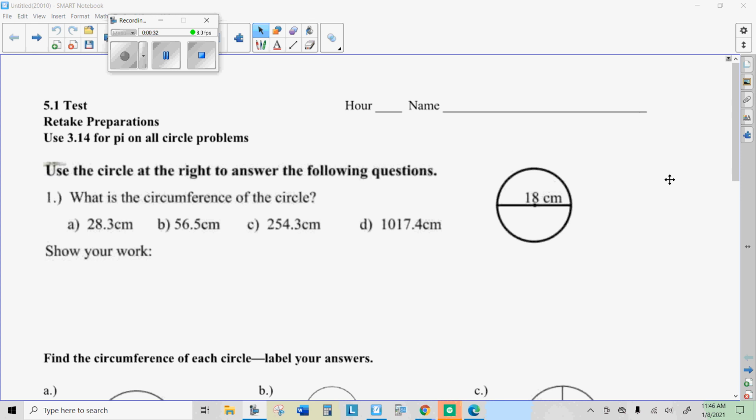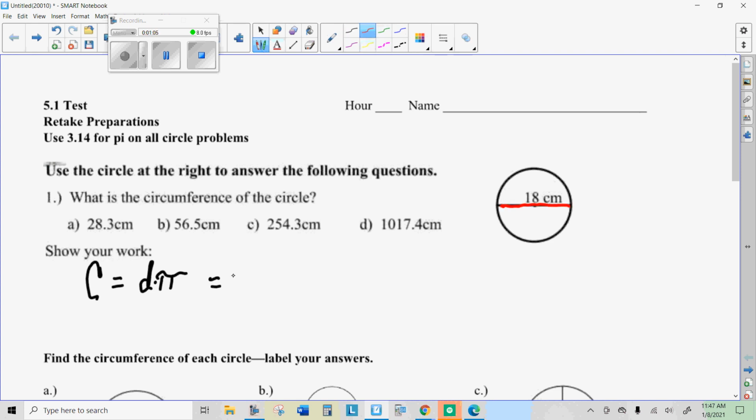Okay, so for this first problem, we want to find the circumference of the circle. Now, to find the circumference, this is a formula I like to use. It's diameter times pi. Now, remember that when you see formulas and there's no operation symbol in there, that would be multiplication. So we need to do the diameter, which is given, and you can tell this is the diameter because the line goes all the way across the circle.